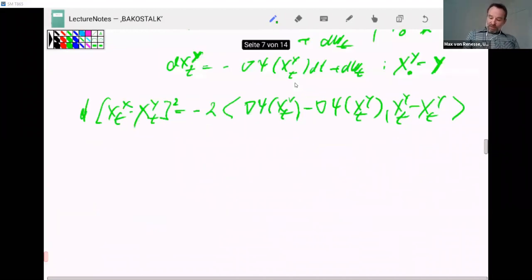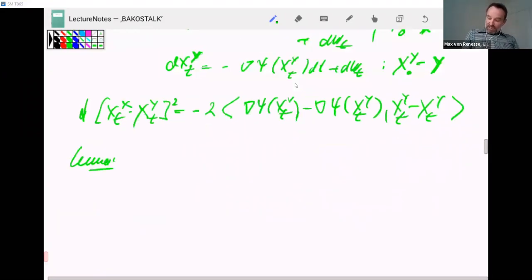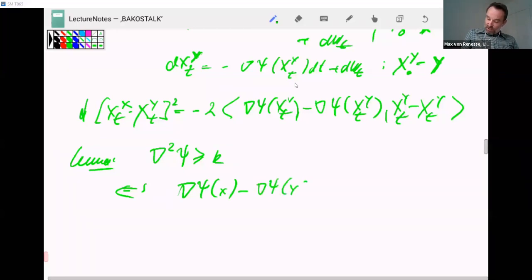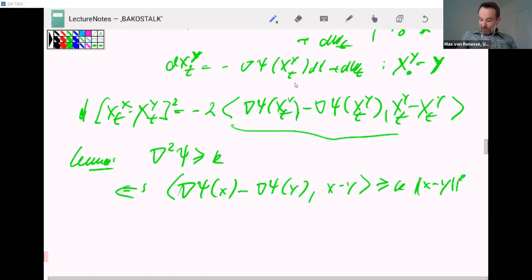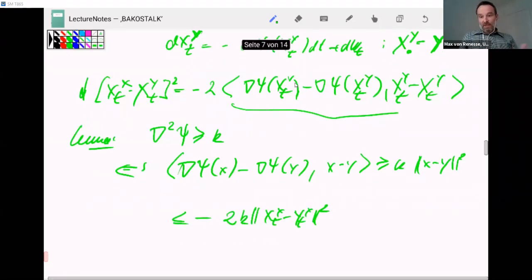And now it's a stupid lemma from simple vector calculus. If you have a function whose Hessian is greater or equal to k, this is equivalent to saying that grad psi of position x minus grad psi of position y, inner product x minus y, is greater or equal to k times the norm of x minus y squared. So you apply this information here and you get that this is less than minus 2 kappa times |X_t^x minus X_t^y| squared. Don't forget the kappa. And then you have a Gronwall lemma, and so you see it has exponential contraction, right? So that's the easy case for the Euclidean situation.